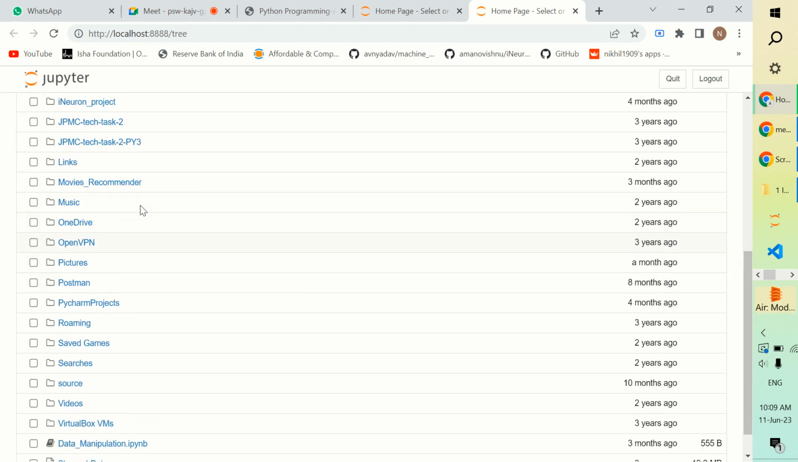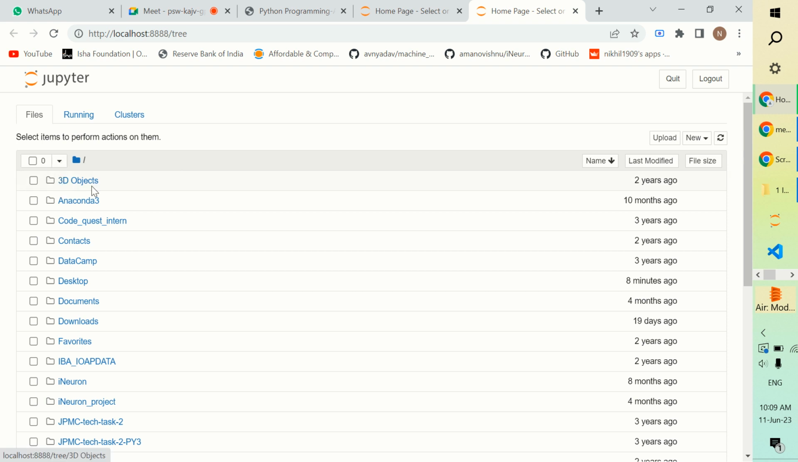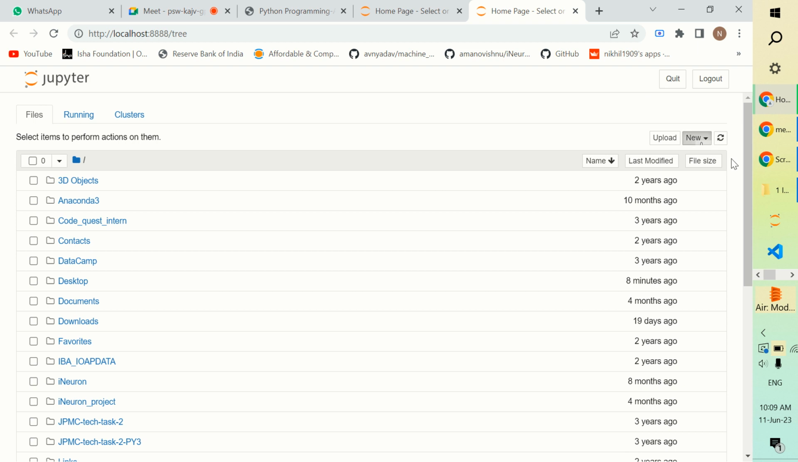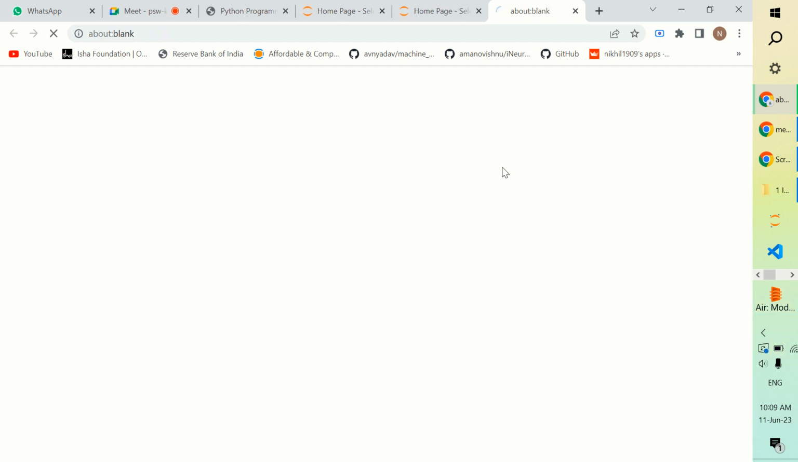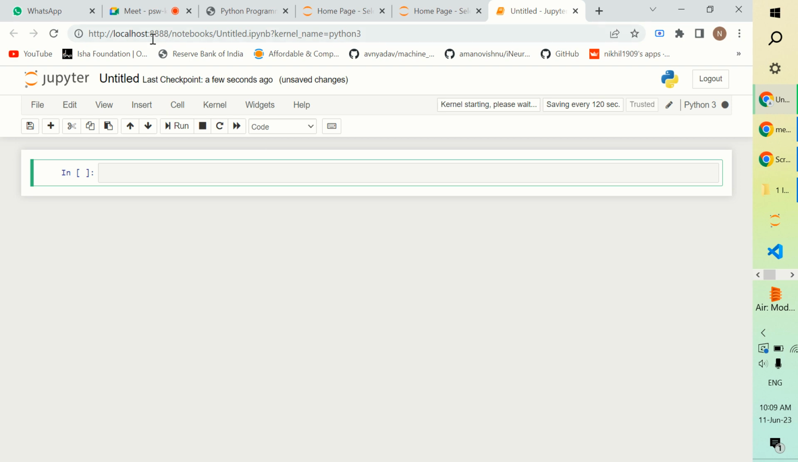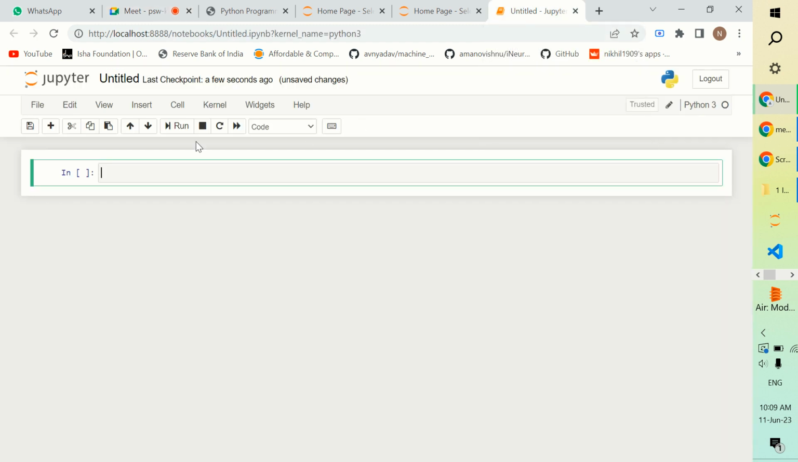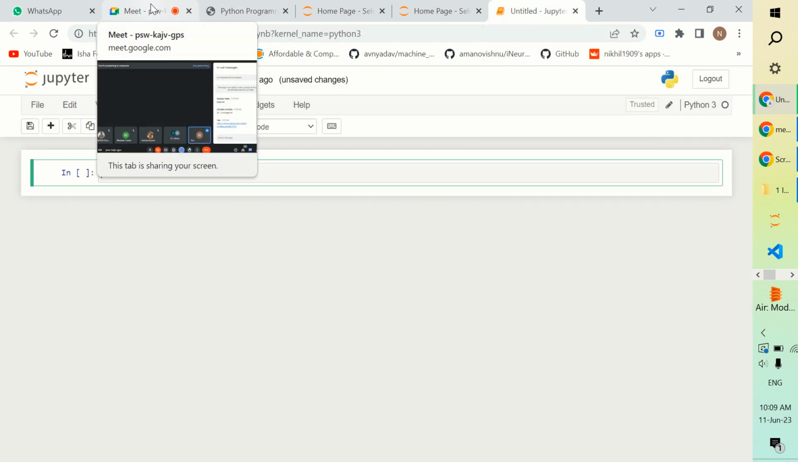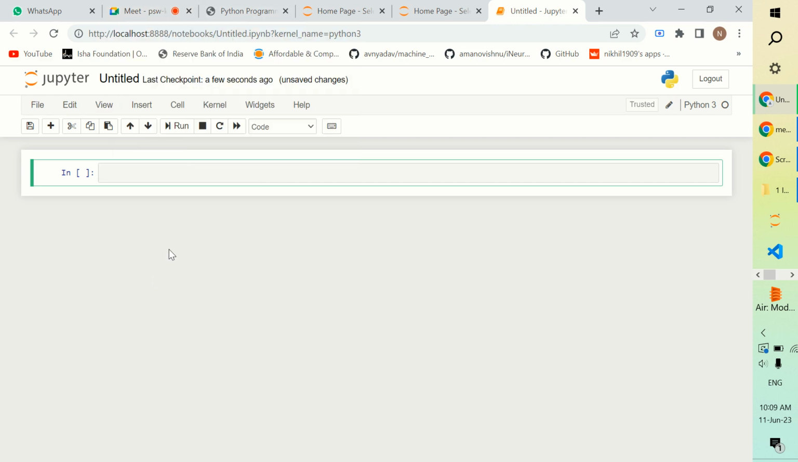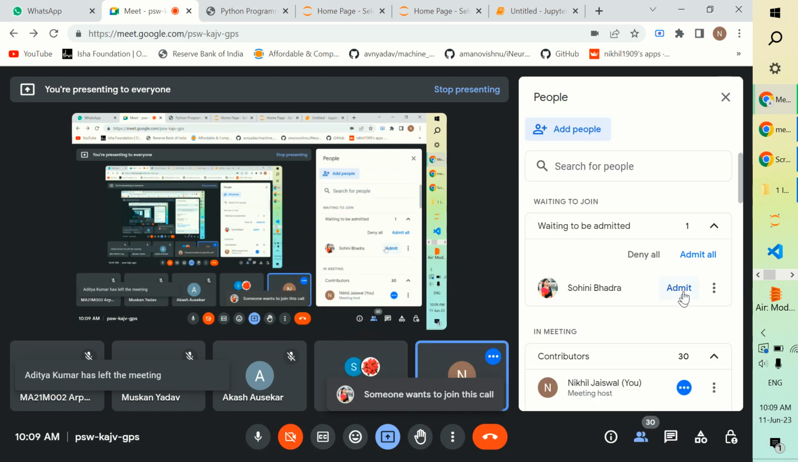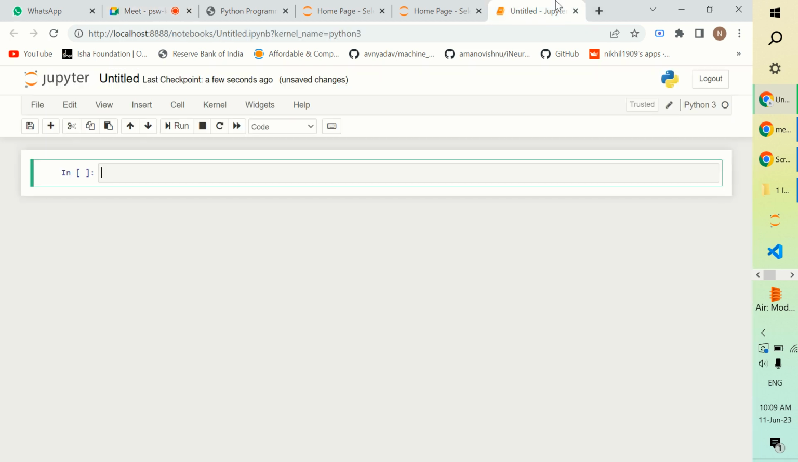You can see the whole computer data in it. To start, you need to click on New and then Python 3. All the things that I'm telling right now, you don't have to do right now. You can install it later. Watch that video, install Anaconda. It's very simple. Then launch Anaconda, and then open this Jupyter Notebook.